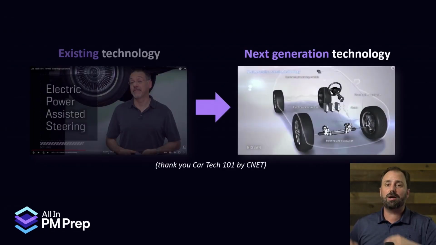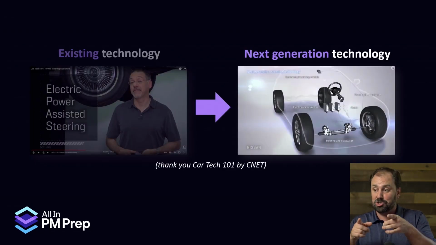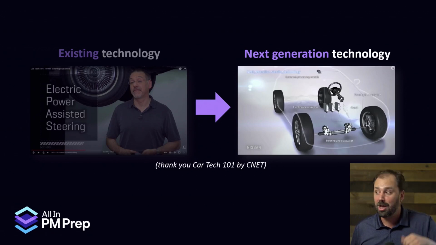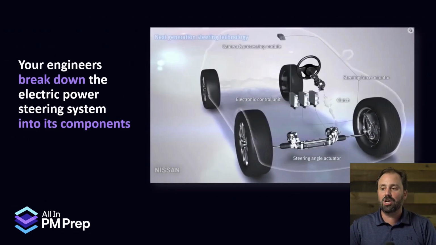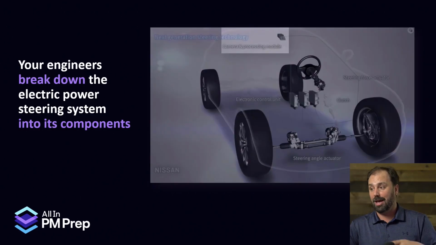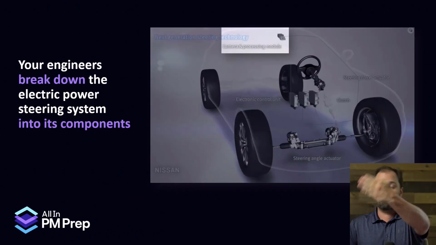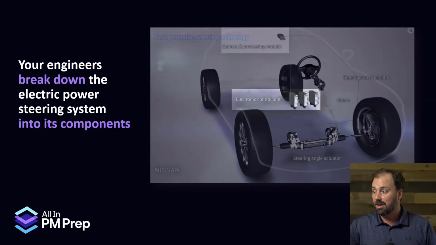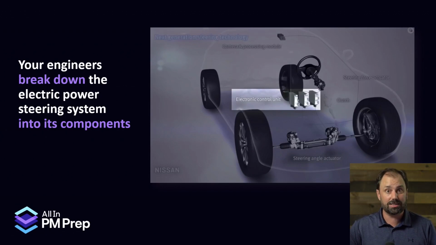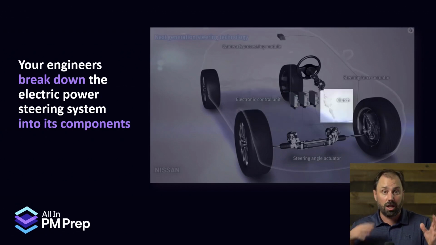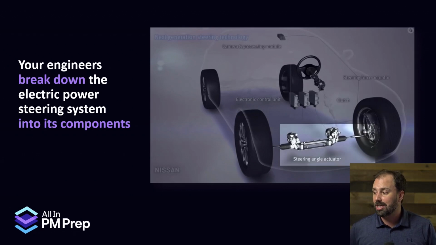And we'd say, whoa, we're going to come up with next gen technology. And this dude from Car Tech 101 at CNET, thanks dude, he talked to me about next generation technology as far as it comes with the system here, all right? And so your engineers would take these high-level components and break down the electric power steering system into the components. And the nice people at CNET already did it for me, okay? We might at the beginning say the camera and processing module, that's a section of it. The electronic control unit, cool, that's how the signals go out. The clutch, all right, that's important. And then the steering angle actuator.